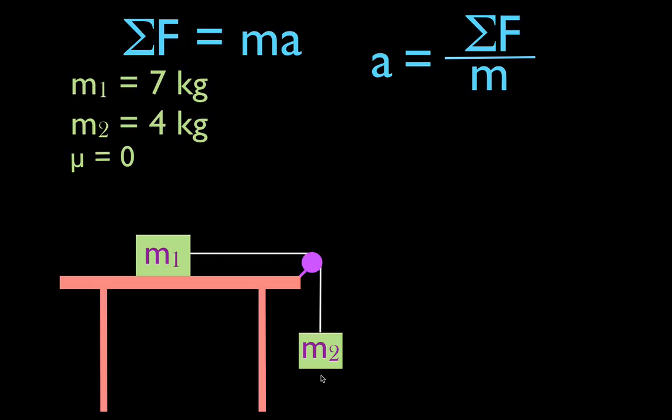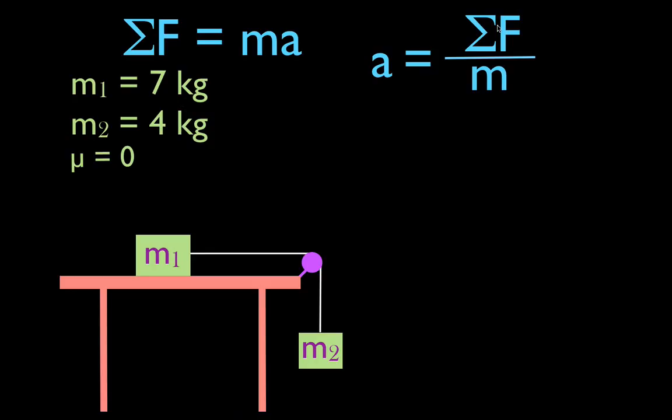Now, I want to point out, these two objects are attached to each other by the massless inelastic string. And that means they're going to have the same acceleration. m1 and m2 are going to accelerate at the same rate, and therefore we're going to apply Newton's second law to both of these objects at the same time, and that's kind of our system of objects, m1 and m2. Now we need to know the masses, we're given the masses, 7 and 4, so that's pretty easy.